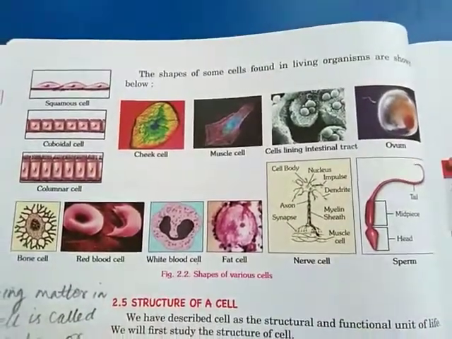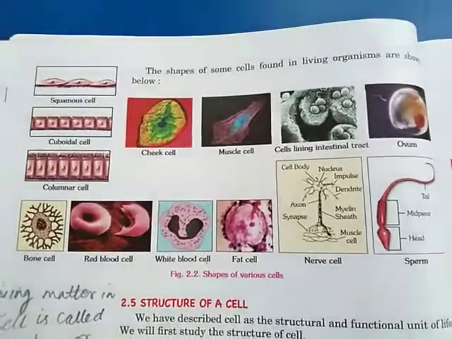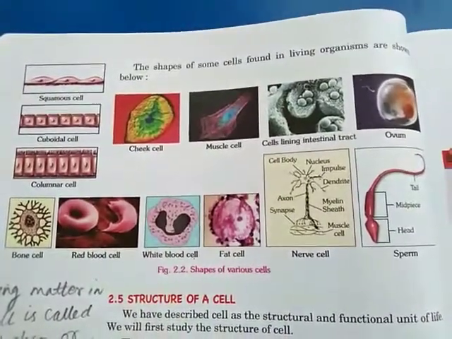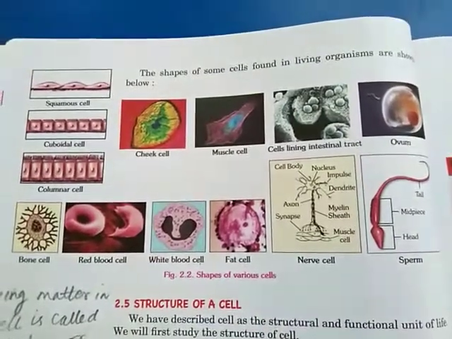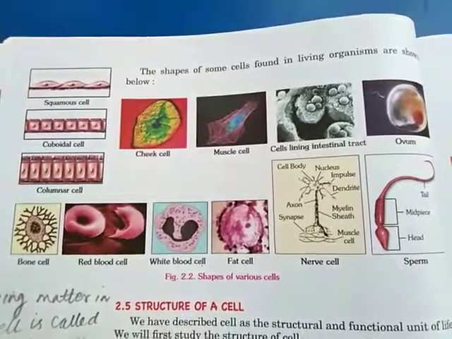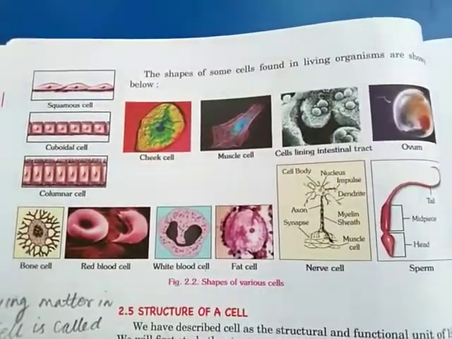So these shapes vary from cell to cell. Multicellular organisms contain millions of cells, and the cells vary in shape as well as in size.